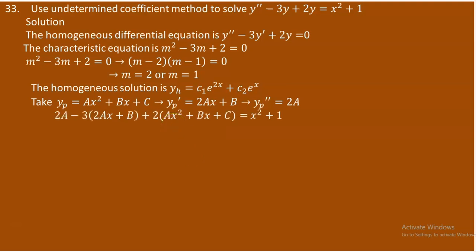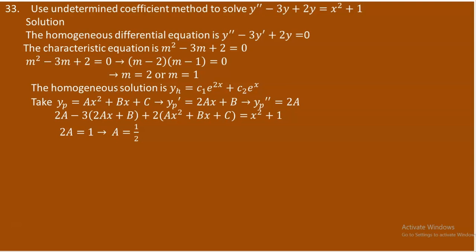Look, in place of y second prime, you just simply use 2a as it is written. Here it says minus 3, so have minus 3 here, and in place of y prime, this is 2ax plus b. Students, there is y prime here, please include that one, plus 2 times, what is y? Y is ax squared plus bx plus c. So all this must be simplified to x squared plus 1. So let's now operate on the left expressions, or simplify the left expressions.